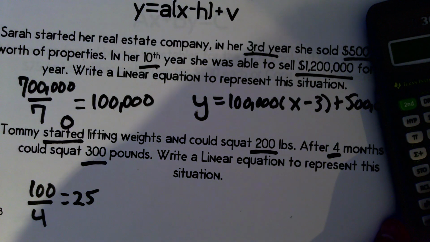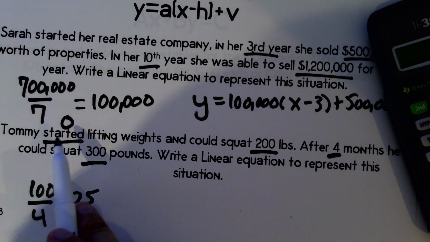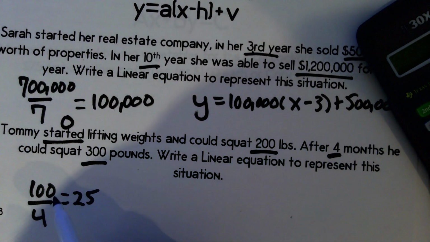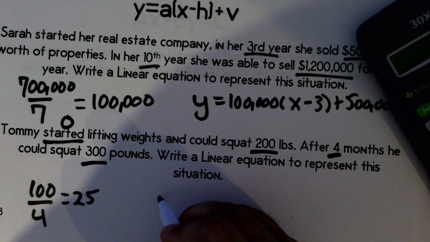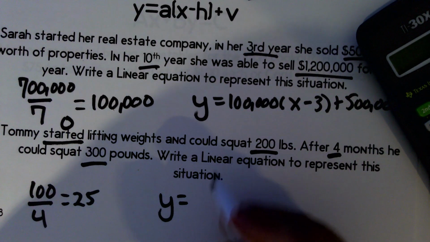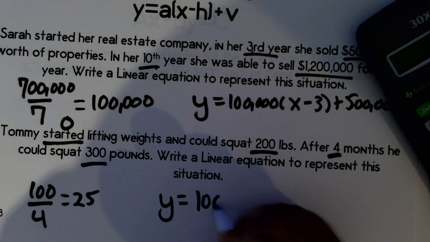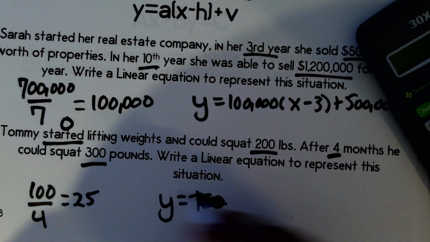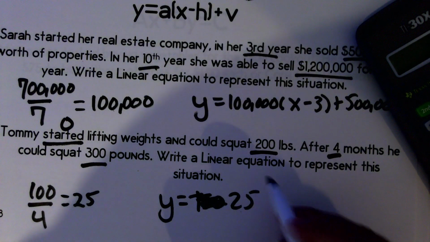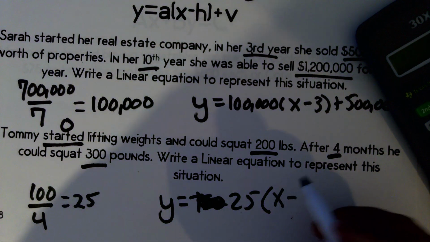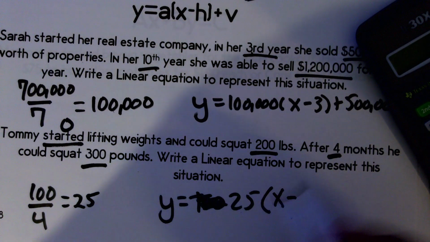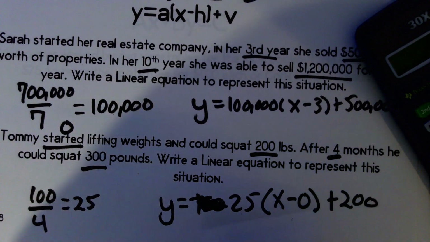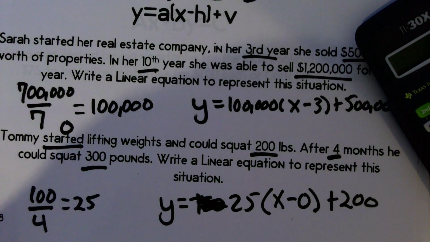Okay, so that's our A, and then we can pick either a 0 for our H and 200 for our V, or 4 for our H and a 300 for our V. It doesn't matter. Still going to get our same result. Y is equal to 100, or not 100, excuse me, it's 25. So 25 in a month. 25 times x minus h. So we said we were going to use 0. And then plus v, plus 200. And we have ourselves a linear function from a context.